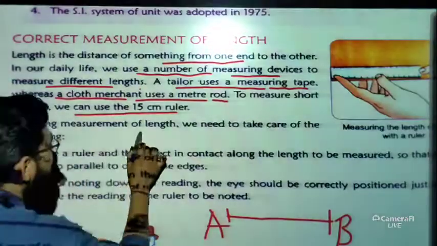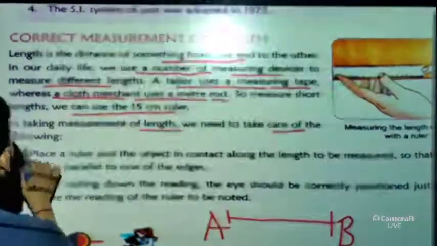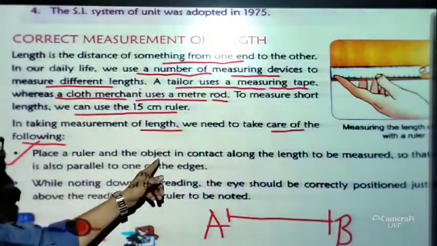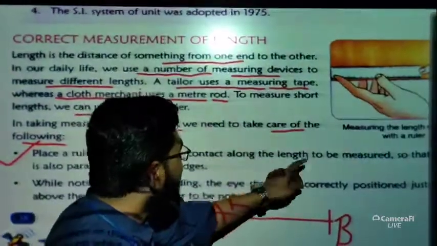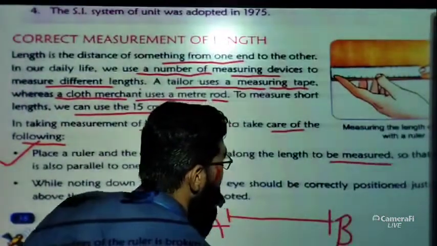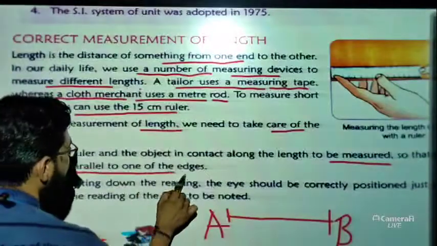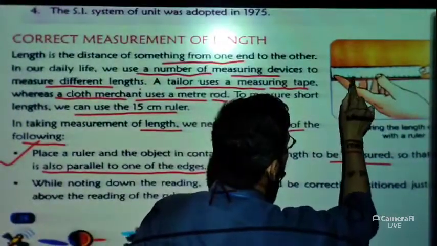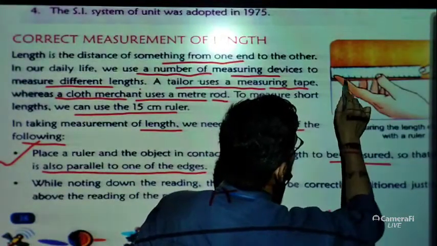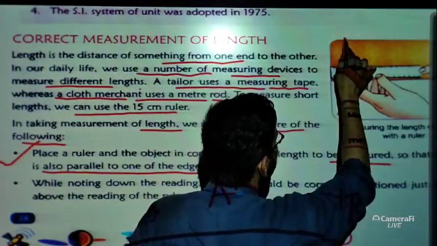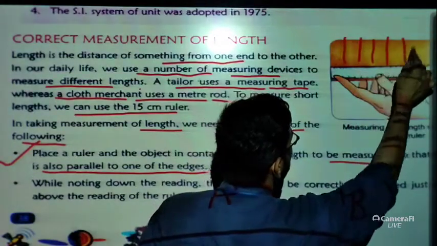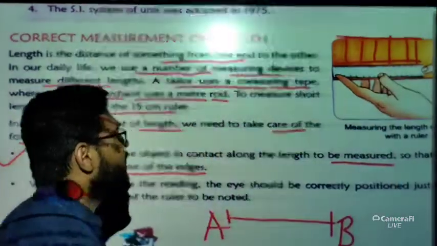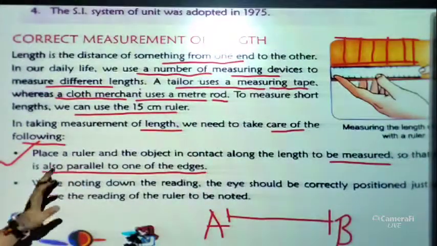Now in taking measurement of length, we need to take care of the following. First one is to place the ruler and the object in contact along the length to be measured, so that the ruler is also parallel to one of the edges. You can see here that the ruler is always parallel to the edges. Parallel means the distance is the same. This is the edge and this is the ruler. See, this distance is always the same. So we have to put the ruler parallel to one of the edges.